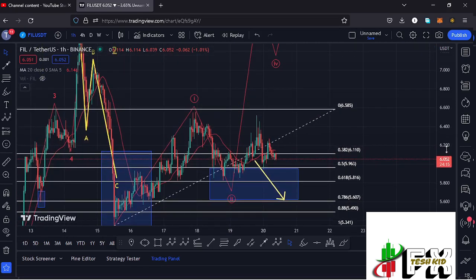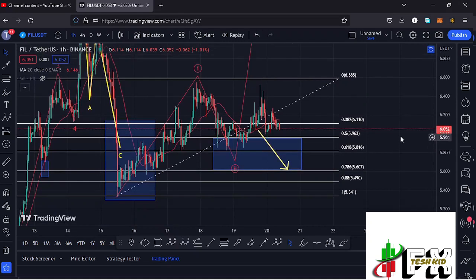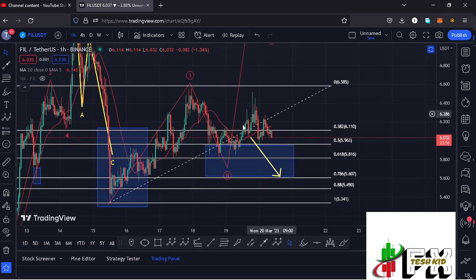In case the breakdown continues here on the Filecoin chart, we need to continue watching again the area between the fib level 0.5 and the fib level 0.78, which lies between the $5.963 mark and the $5.607 mark here on the charts, and it is within that blue target area that I'll be expecting to see the turnaround in case the breakdown continues.